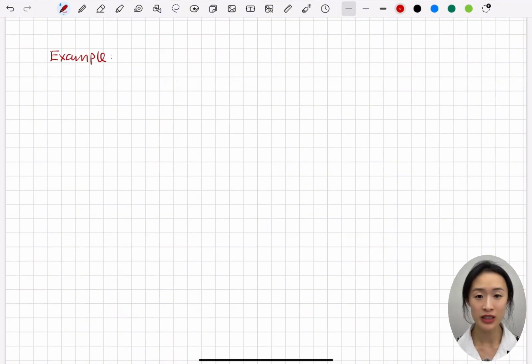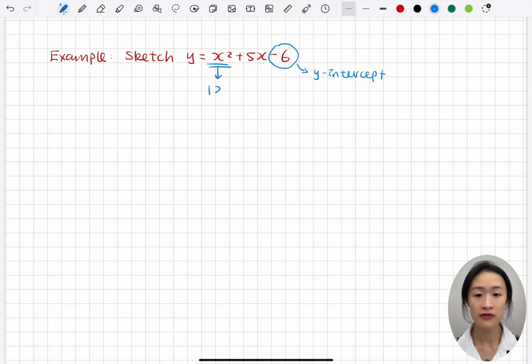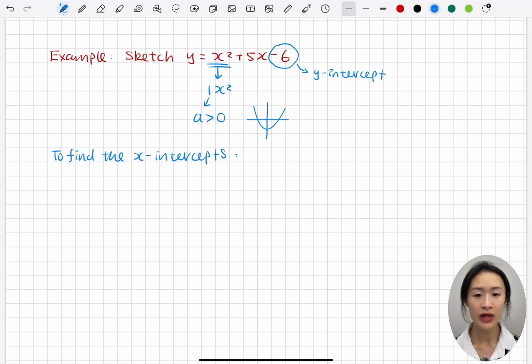Okay, now let's go through some examples. In the first example, we want to sketch y equals x squared plus 5x take away 6. If we look at the coefficient of x squared, the a value, a equals 1, which is greater than 0. So we know we will have a happy curve, and the negative 6 is our y-intercept. To find the x-intercept, we set y equal to 0, and we have three ways of solving it. Let's go through the first one.